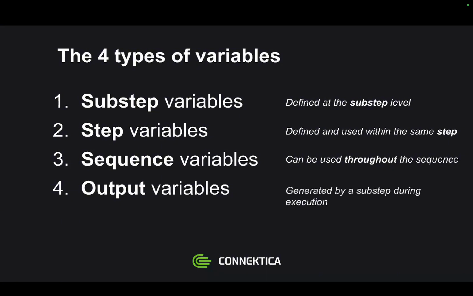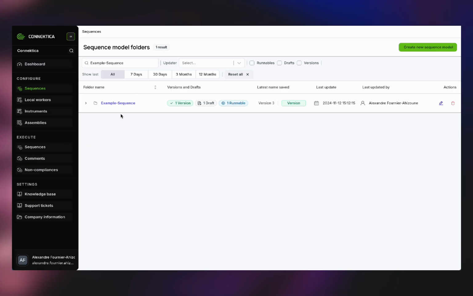These are variables generated by the output of a sub-step. Useful if you need to use or have access to the content generated by a previous sub-step. Starting with number 1, here's how you can define a sub-step variable and pass it to a worker task.